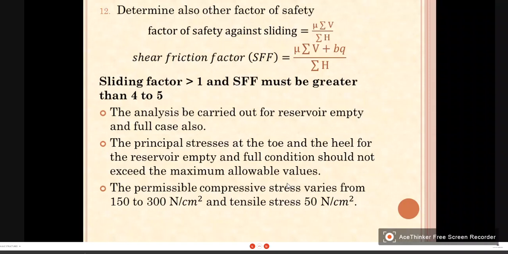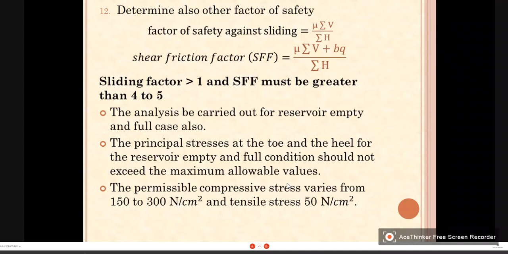If we do not keep to these permissible values, the dam may collapse, and cracks will develop in those places. This analysis is carried out for empty and full cases also. If the reservoir is empty, we will apply this; if it is full, then also we apply this.